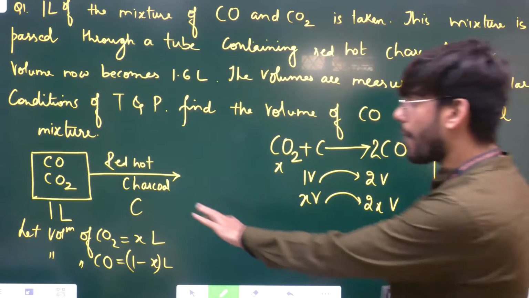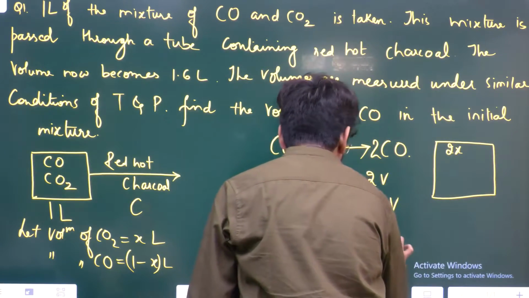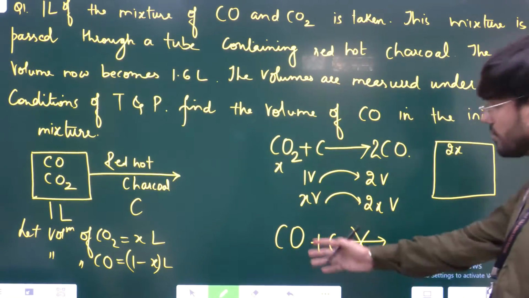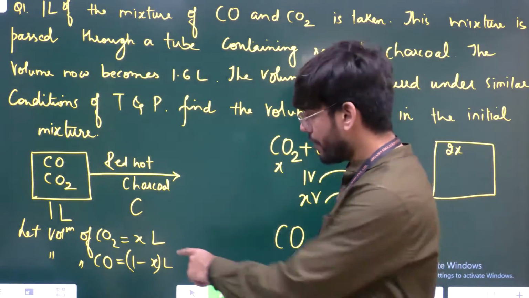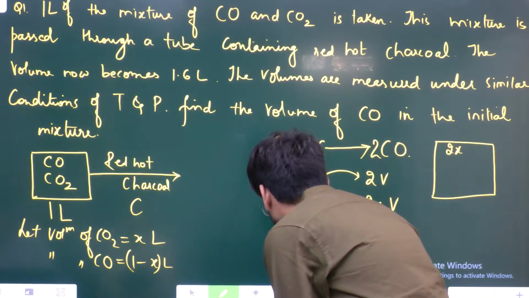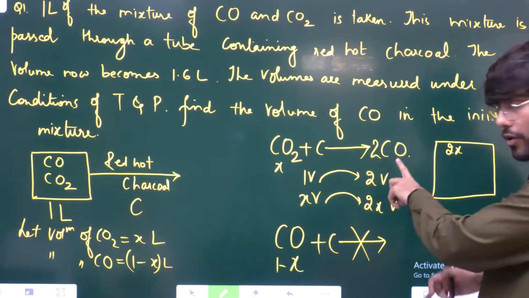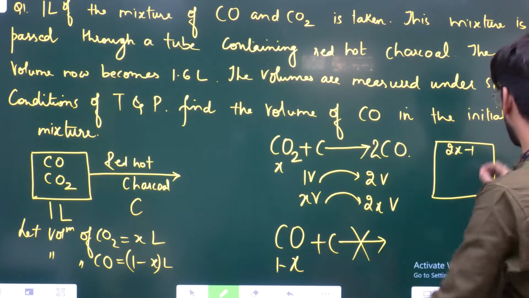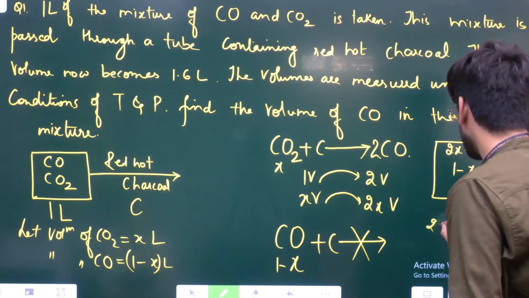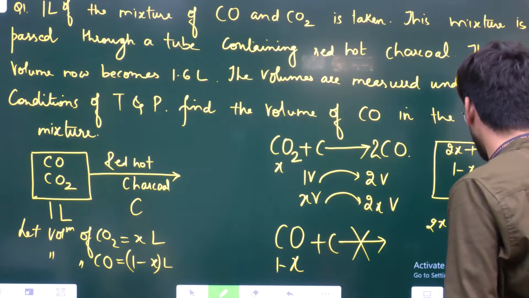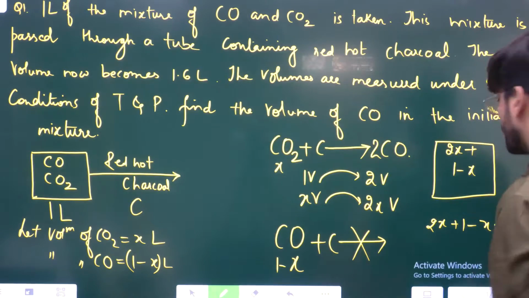Now a new mixture is there in which I have 2x of carbon monoxide. And what about the carbon monoxide already present? It will not react with carbon, this reaction doesn't take place. How much do you have? 1 minus x. So in the new mixture, you have 2x plus 1 minus x of carbon monoxide, and now this volume is 1.6 liters.